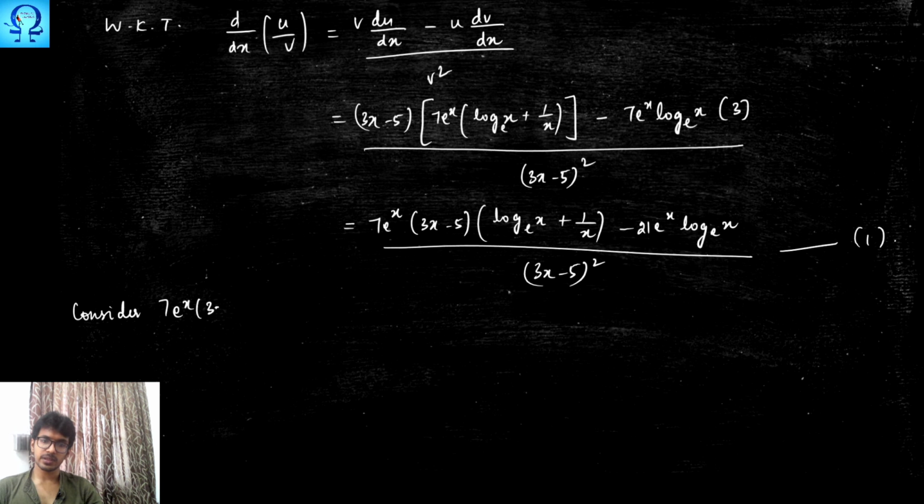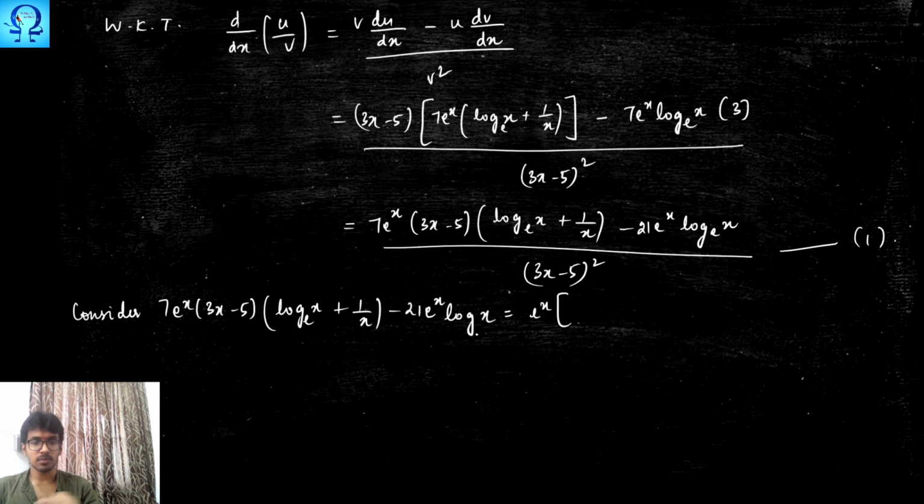Consider 7 e^x times (3x − 5)(log x + 1/x) − 21 e^x log x. Now you can take e^x outside and multiply the 7 inside. So you will have 21x − 7 times 5, that is 35. This has to be multiplied with (log x + 1/x) and minus 21 log x, since we have taken e^x outside.